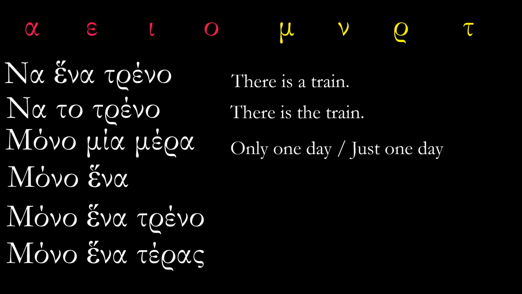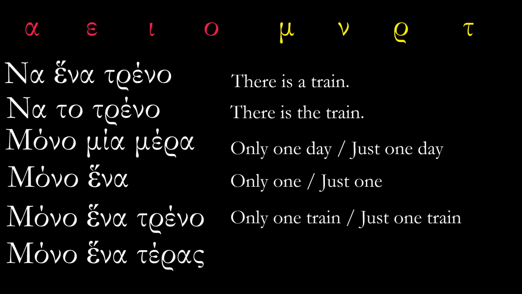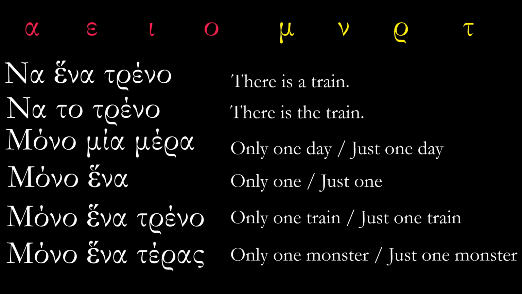Next we have monoena. Only one, just one. And then we have mono ένα τρένο. Only one train, just one train. So if you go to the station after missing a train and you want to buy a ticket for the next one, the station master might say, I'm sorry, mono ένα τρένο. There's just one train. You have to wait until tomorrow. And the last one, mono ένα τέρας. Only one monster. Just one monster. Oh, I can take this guy. It's just one monster.